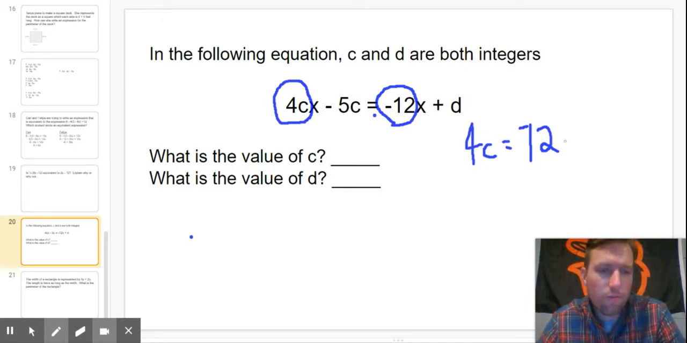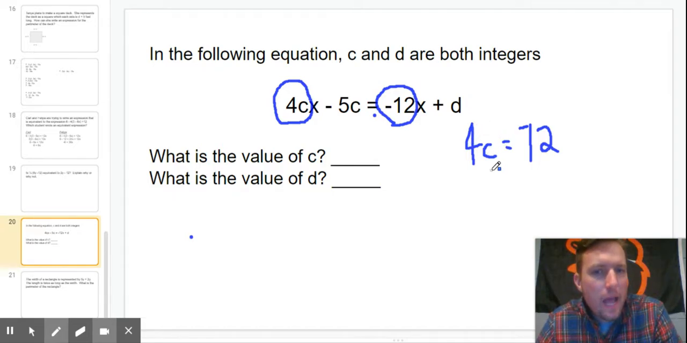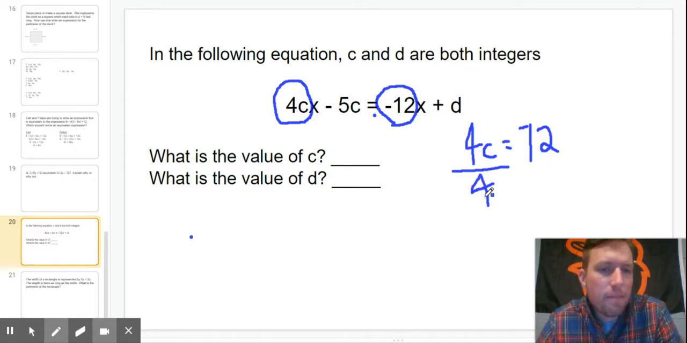Now, in order to solve for this, we're going to do the inverse operation. Since we're multiplying c and we want to solve for the value of c, we need to get c by itself. So since we're multiplying, we're going to do the inverse operation, which is, that's right, divide. I'm going to divide this side by 4, but whatever I do to one side, I have to do to the other side of my equal sign.